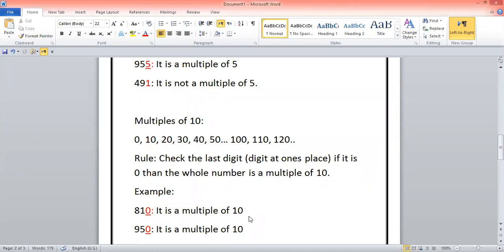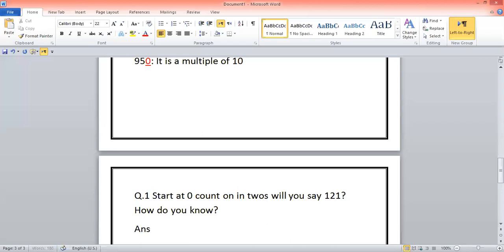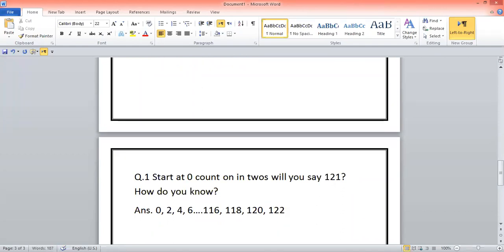And 1 minute is finished. Now we should write the answer. Start from 0, count on in twos. Will you say 121? The answer is, first we write 0, 2, 4, 6. We start counting from 0 and we are counting in twos. Then I directly move up to 116, 118, 120, and 122. So we will say no.